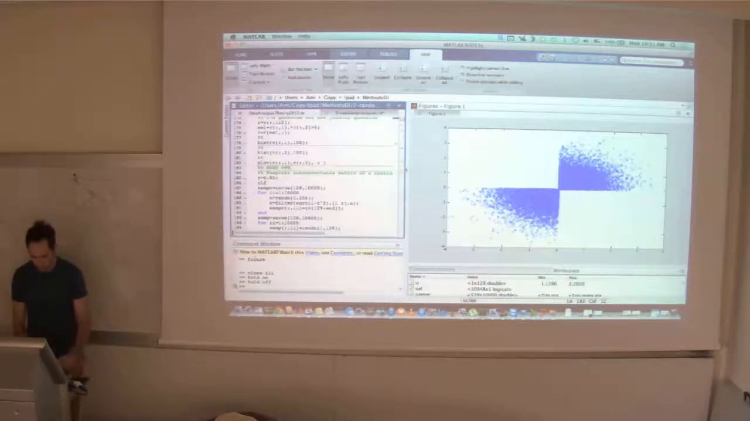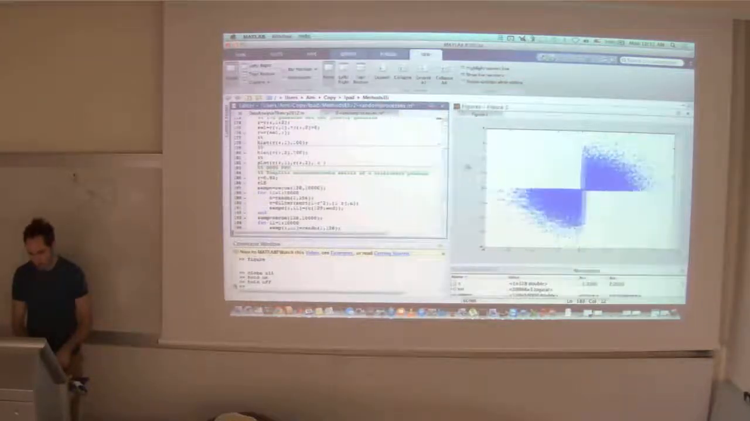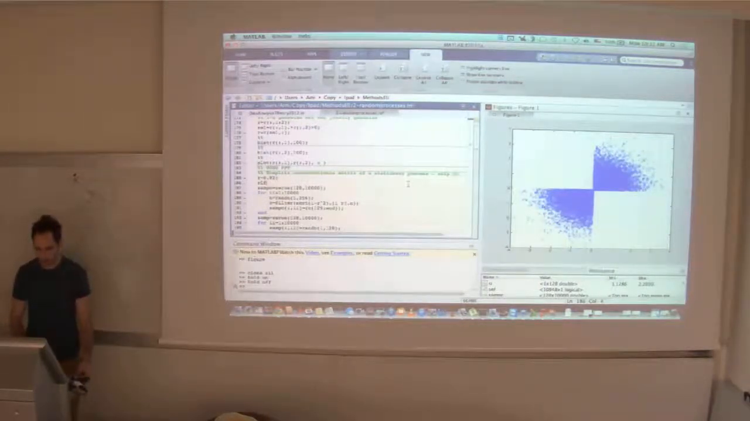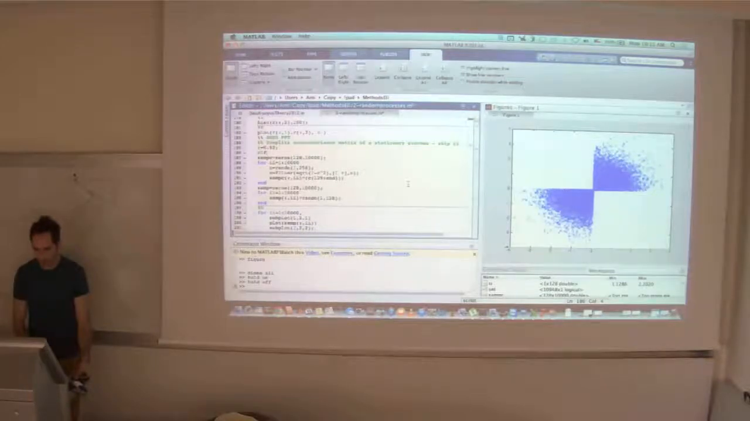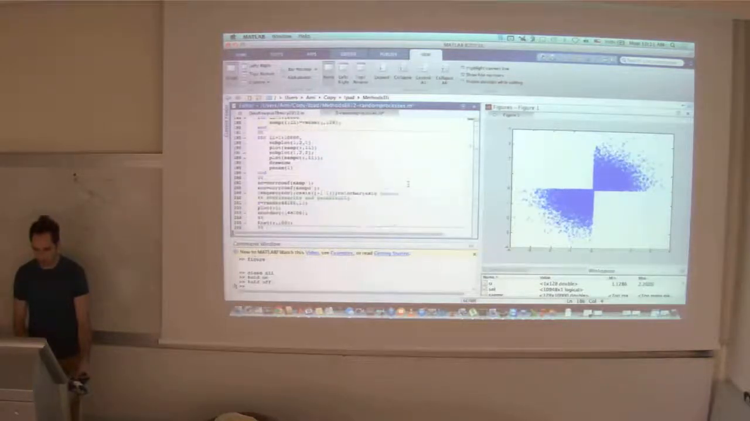Okay, so you have a lot of remarks in the MATLAB code. Here there is an example for a different stationary process. You can run it later.